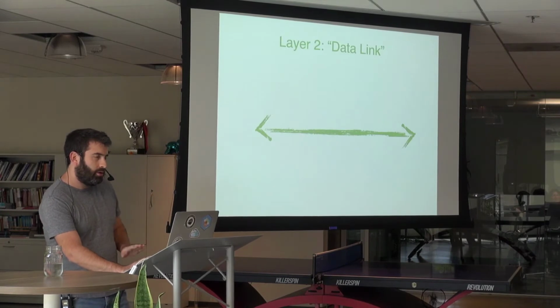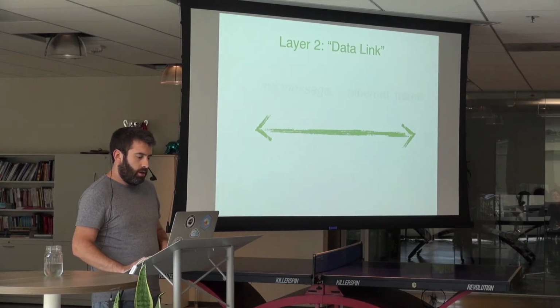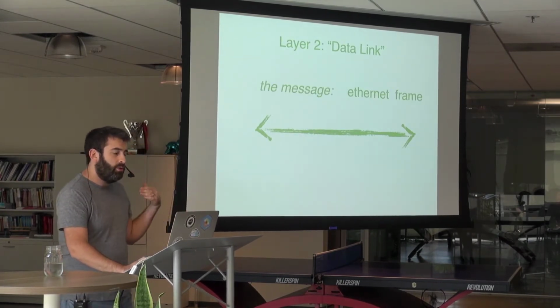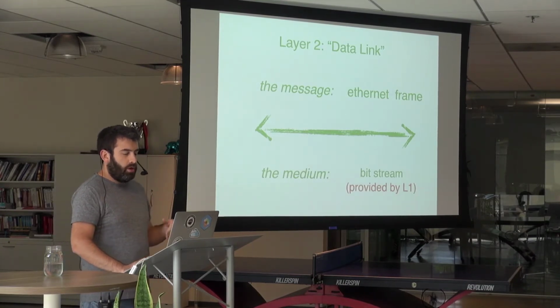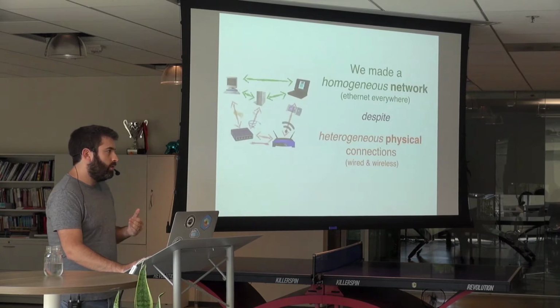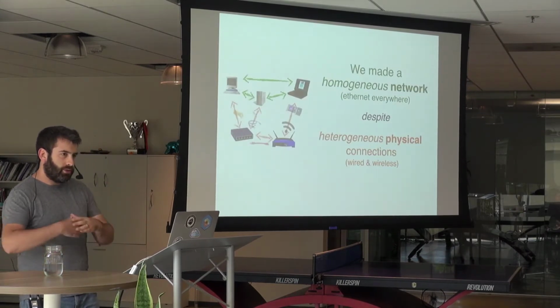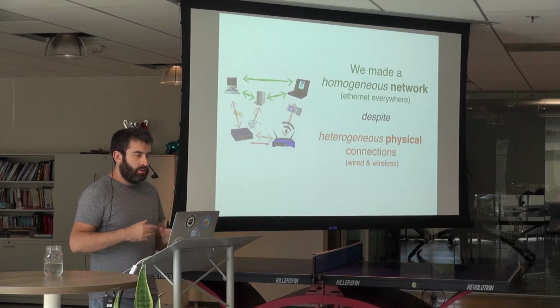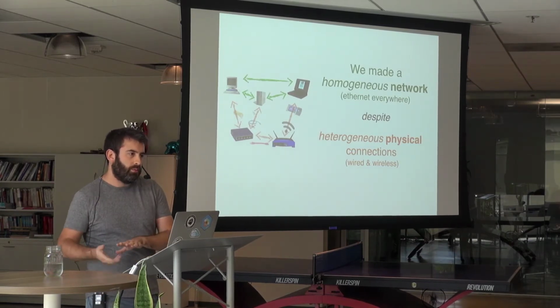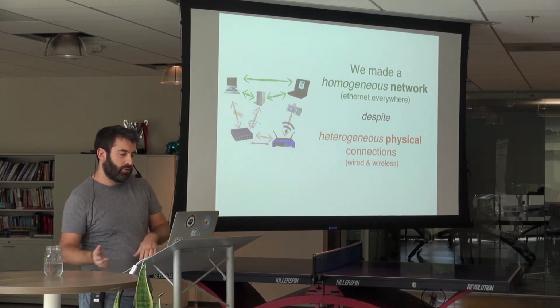So layer 2, it's called the data link layer. The message is this Ethernet frame, and the medium is the bit stream that was provided to us by layer 1. And what's cool about this is that we made this homogeneous network where there's Ethernet everywhere, despite the fact that the physical connections between the links might be heterogeneous. You might have radio waves in some places, photons in other places, voltages elsewhere.